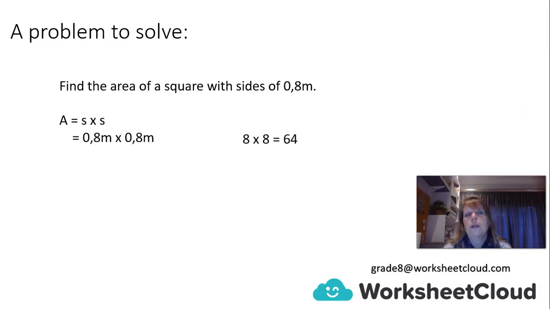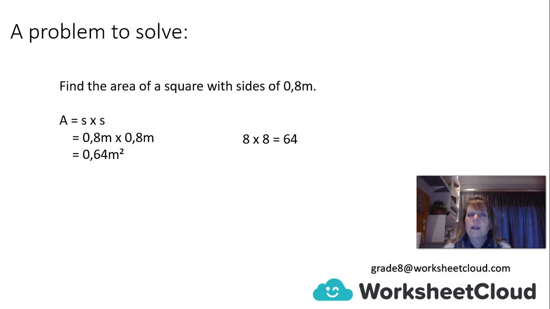What are we going to do? We're going to take out the commas and go 8 times 8. We know that 8 times 8 is 64. But before we put back our answer, we need to figure out where our comma is going to go. So we've got 2 decimal places in our number sentence, and so we have to have 2 decimal places in the answer. And so it's going to be 0,64 meters squared.